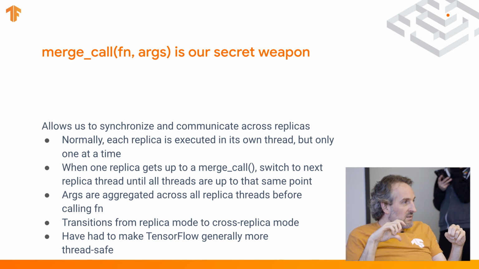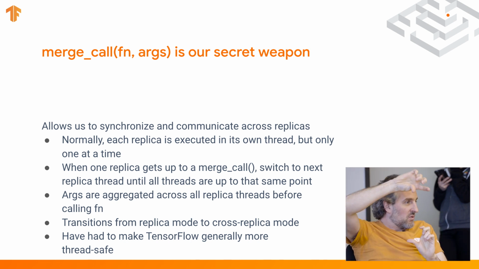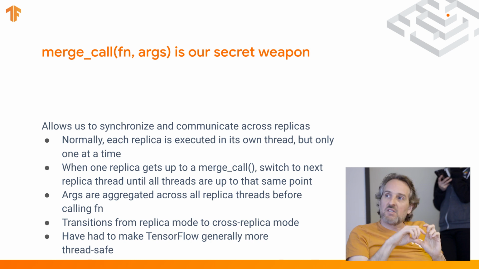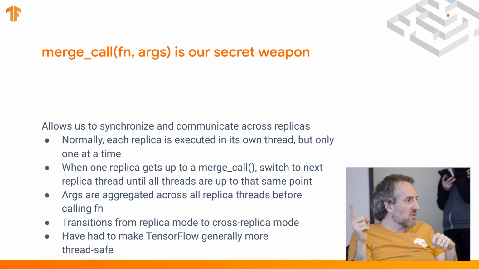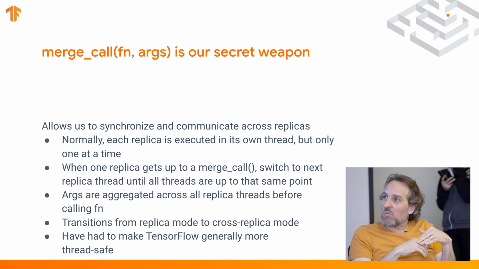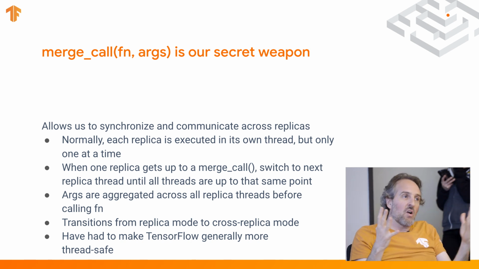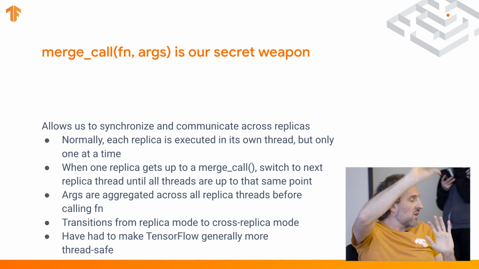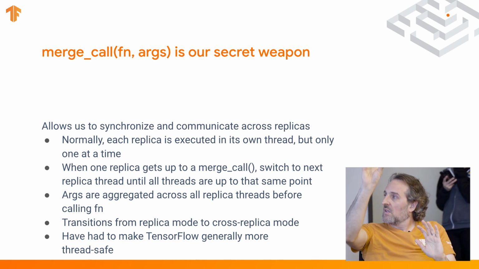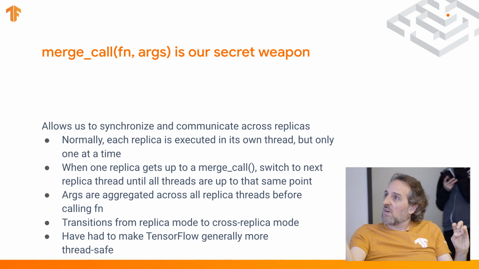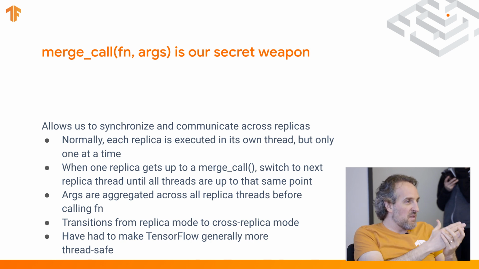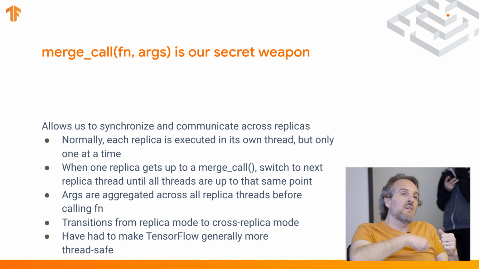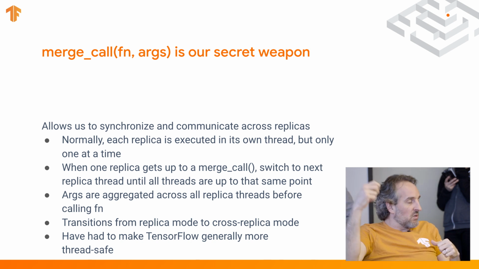Then repeat that until we've gotten all of the replica threads up to that merge call point, and we have args from each thread. Now we aggregate all the args produced on all those threads into per replica values, and then we call that function that we pass to the merge call once with these aggregate values from all the merge calls. Now that function can do things like all reductions and whatever across all of those replicas, and whatever is returned by that function is the return value for all of the merge calls. And then we resume the first replica thread until it finishes, and so on and so forth.